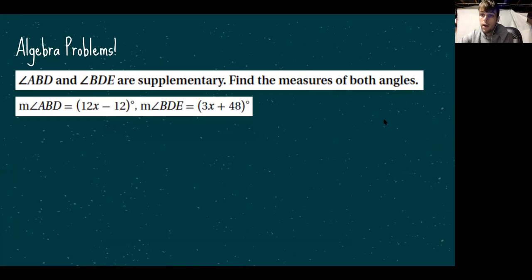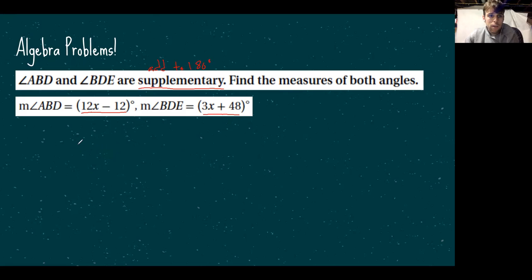Now we're going to go ahead and do some algebra problems that relate to these different angle relationships. So we have two angles here, angle ABD and BDE. They are supplementary, so we need to remember what that means. That gives us a lot of information. That means they're going to add to 180 degrees. And we want to find the measures of both of these angles. Now, each of these angle measurements are given as an algebraic expression. So rather than a specific number, we know an expression that represents their angle measurement. So we'll be using that.